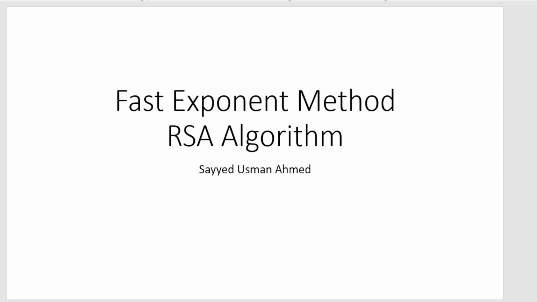That is, if we are given E and N, then how we find the value of D and the value of phi n. We have seen this in our previous example. Those who don't know these basic terminologies, what a public key is, what a private key is, what phi of n is and what n is, should pause this video.